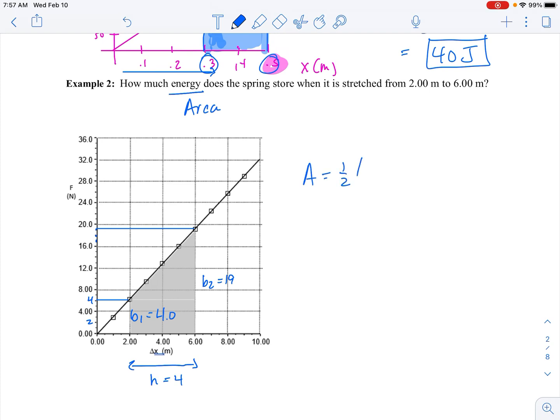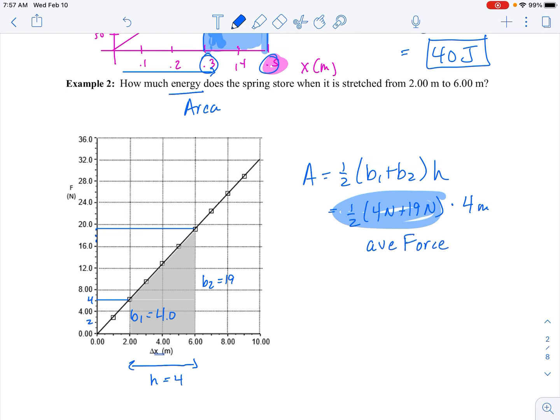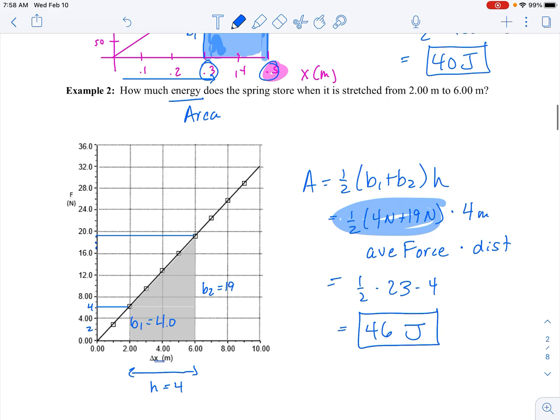So the area is going to be 1/2 (b1 plus b2), the average of the bases, times the height. So that's 1/2 times (4 newtons plus 19 newtons) times 4 meters. Again, notice what we're really doing here is that this chunk of the equation is the average force, and then the 4 meters is the distance. Okay, so 4 plus 19 is 23. So 1/2 times 23 times 4. So that is 46. And then again, the unit is the joule.